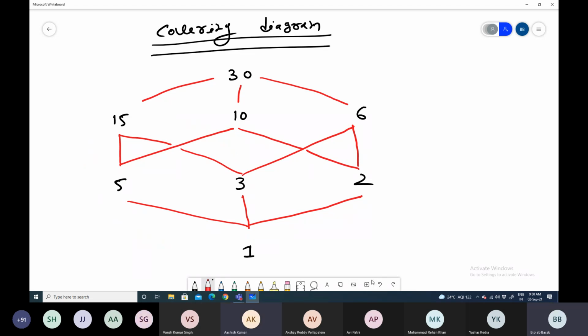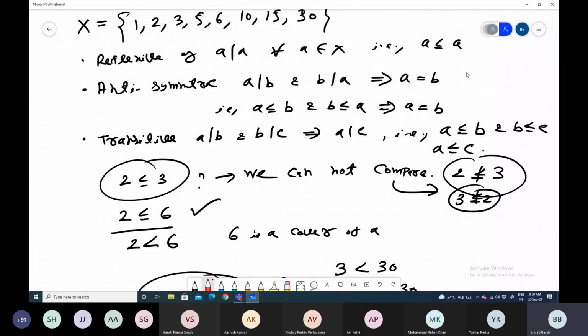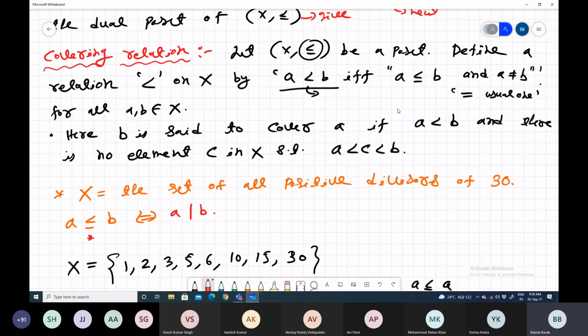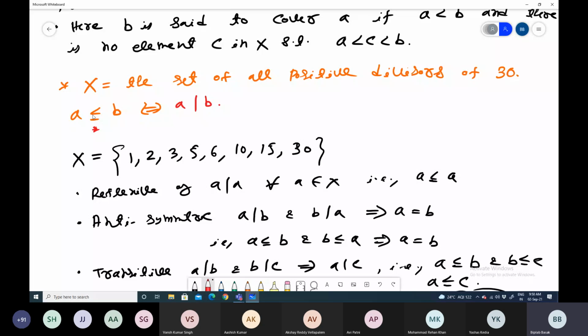Sir, what does it mean when we say 2 is less than 6? So this way you have defined it, right? What is our definition? You can check here, in this example we have defined it this way: A is less than or equal to B if and only if A divides B.